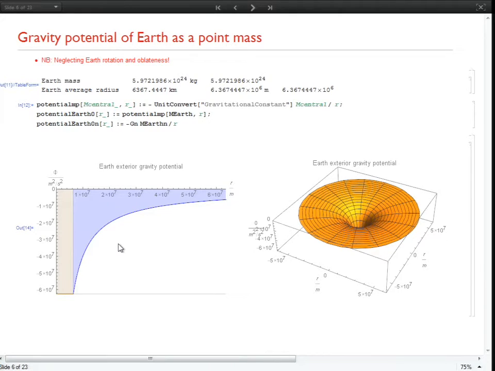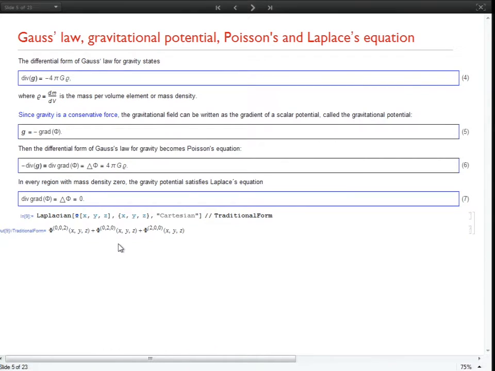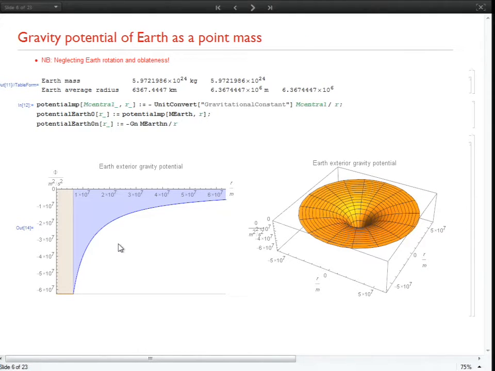So we use the built-in Mathematica data values from the planet data, namely the Earth mass, which is about 6 times 10 to the 24 kilograms. And we use the Earth average radius. In this notebook, I use the average radius, not the equatorial radius, which is about 6,400 kilometers, converted to meters. And then we can build up the potential function of a mass point, and of the Earth mass point.